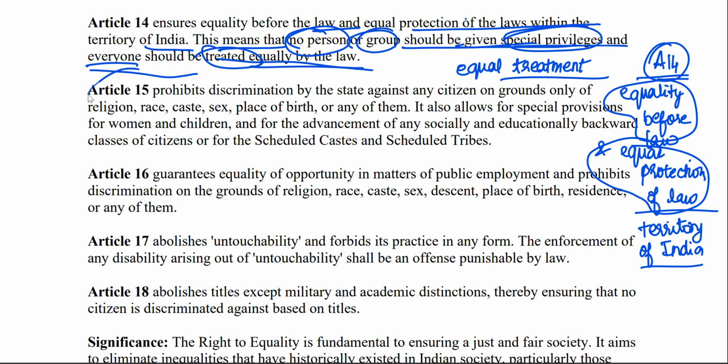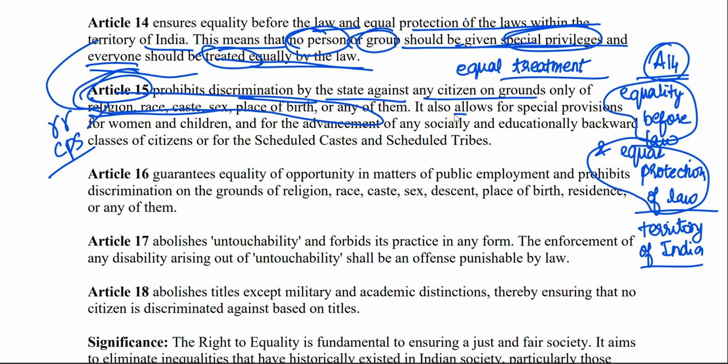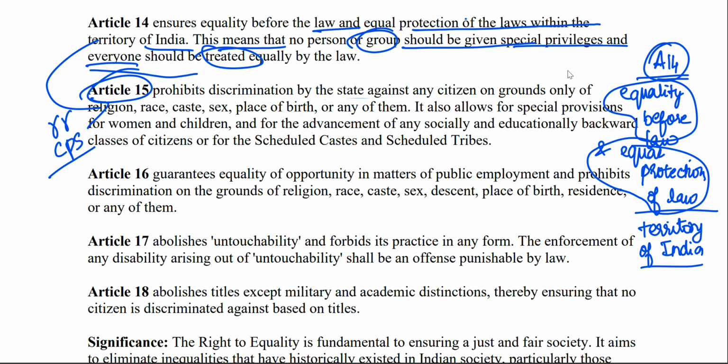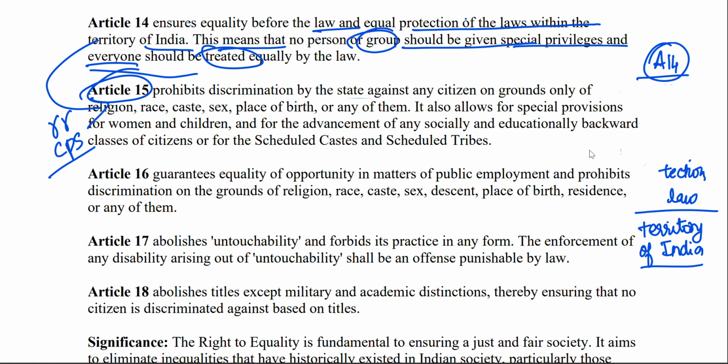Article 15 prohibits the discrimination by the state against any citizen on the ground of race, religion, caste, place of birth, and then the sex. Same for Article 15 and Article 14. It allows for special provisions for the women and children, and also for the advancement of socially and economically backward classes of the citizens, or for scheduled castes and scheduled tribes.